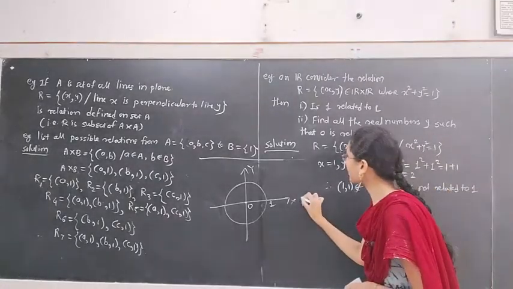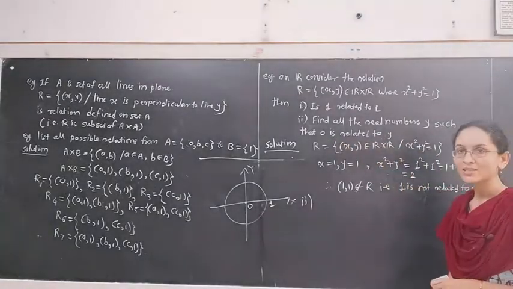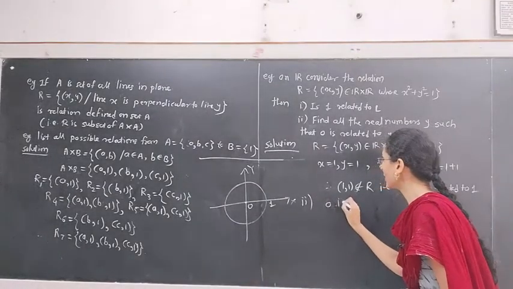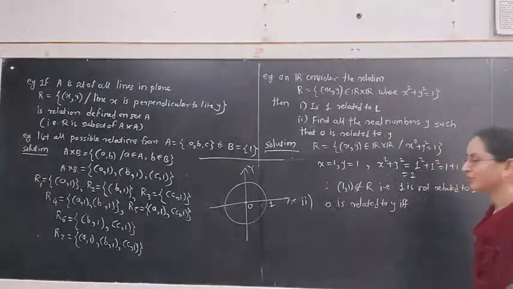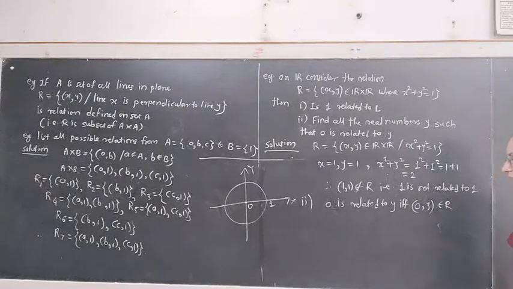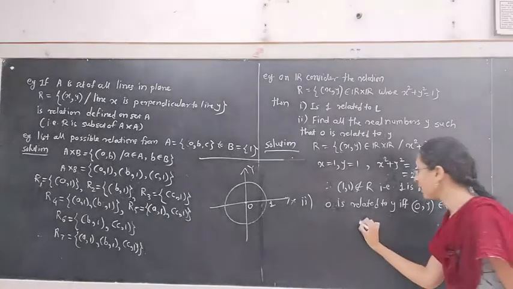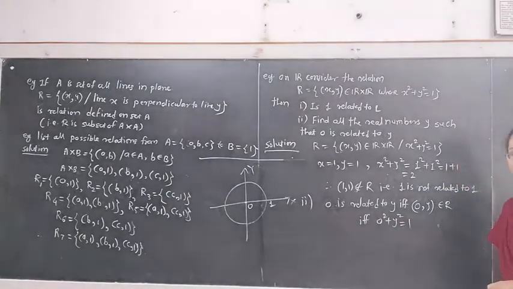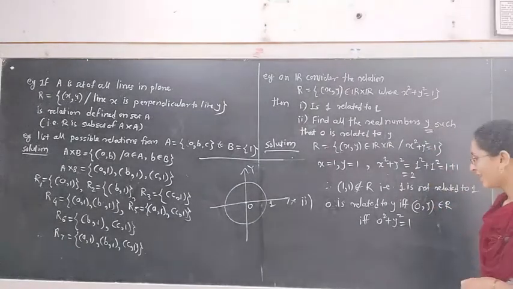In the second step, find all the real numbers y such that 0 is related to y. 0 is related to y if and only if the ordered pair (0, y) belongs to set R. This is possible if and only if the coordinates of this point satisfy this condition, that is, if and only if 0 square plus y square is equal to 1. We want to find all the real numbers y, so we solve this equation.